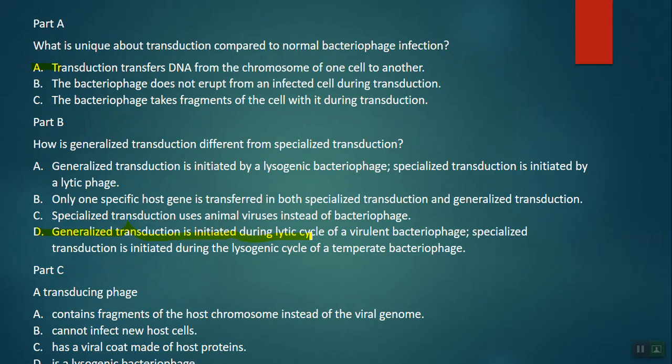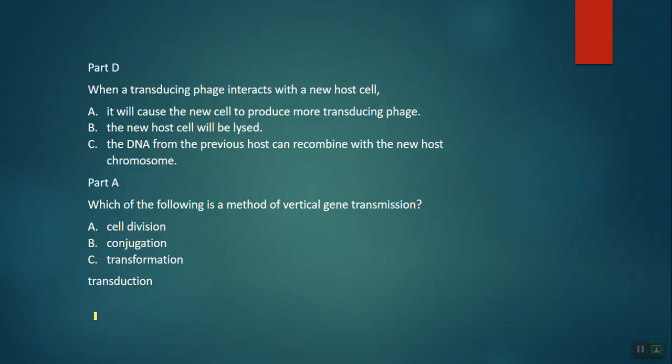Part C, a transducing phage contains fragments of the host chromosome instead of the viral genome. And there have to be some of the viral genome on there or the virus couldn't survive. So there is some of the viral genome, but overwhelmingly you're going to have some host chromosome that's going to be transmitted to the recipient bacteria via this bacteriophage. When a transducing phage interacts with a new host cell, the DNA from the previous host can recombine with the new host chromosome, and now you have a bacteria that is genetically altered as a result of this new DNA being introduced to it from the phage.